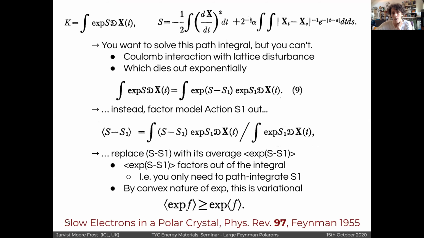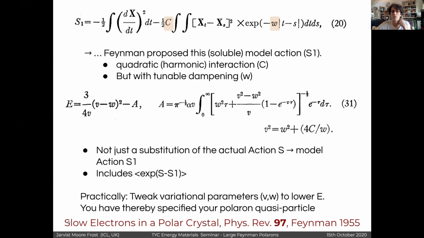Instead, what Feynman found was that you could build a variational theory. To do that, you factor a model action out, which you match to the true action, which describes the actual electron-phonon interaction in the lattice. And you replace what is still too difficult to calculate and integrate over with its average. Once you replace the original action minus the model action with its average, it factors out of the integral, so you only need to path integrate your model action. And by the convex nature of the exponential function, you know that this is going to give you a variational theory.